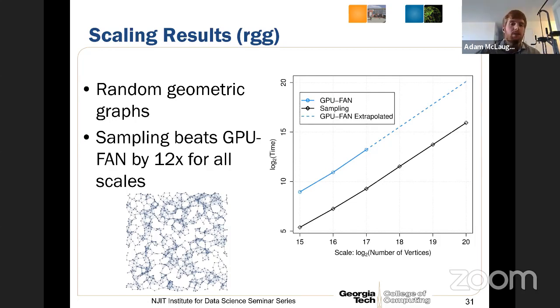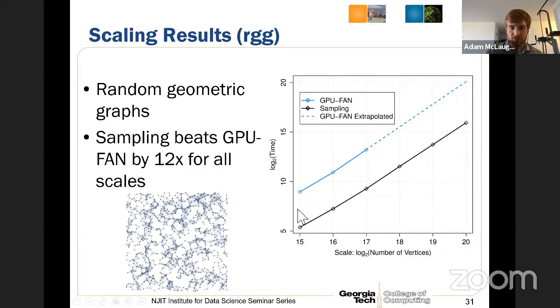Okay. So RGG is a random geometric graph. In this case, we compare to the GPU fan package, and this is a log-log plot, so anything you're seeing that's linear is actually an exponential increase in time. What I'm showing here is a randomly generated graph from 2 to the 15 vertices up to 2 to the 20 vertices, which is about 1 million. And the time executed here is also logged, just to make the graph a little cleaner.